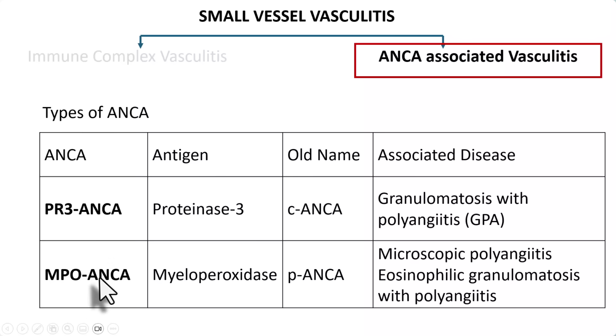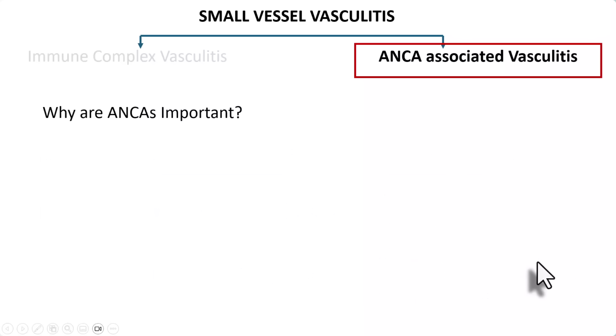Remember, as of now, the second type is MPO-ANCA, where the antigen is MPO, which is myeloperoxidase. Earlier, it was referred to as p-ANCA. Now, it is called MPO-ANCA, right? And the prototype for MPO-ANCA associated vasculitis is microscopic polyangiitis. The second one is eosinophilic granulomatosis with polyangiitis. Remember these three entities: GPA, MPA, and EGPA, right?